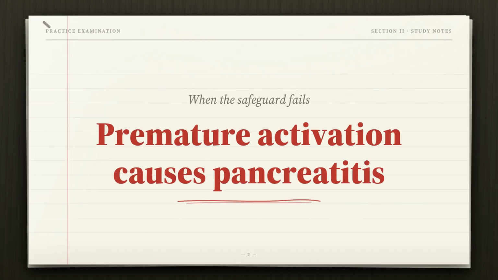Acute pancreatitis occurs when pancreatic enzymes activate prematurely inside the gland, often from a gallstone blocking outflow, causing the pancreas to digest itself. The severity of that inflammation is a direct measure of how much protection the zymogen strategy normally provides.